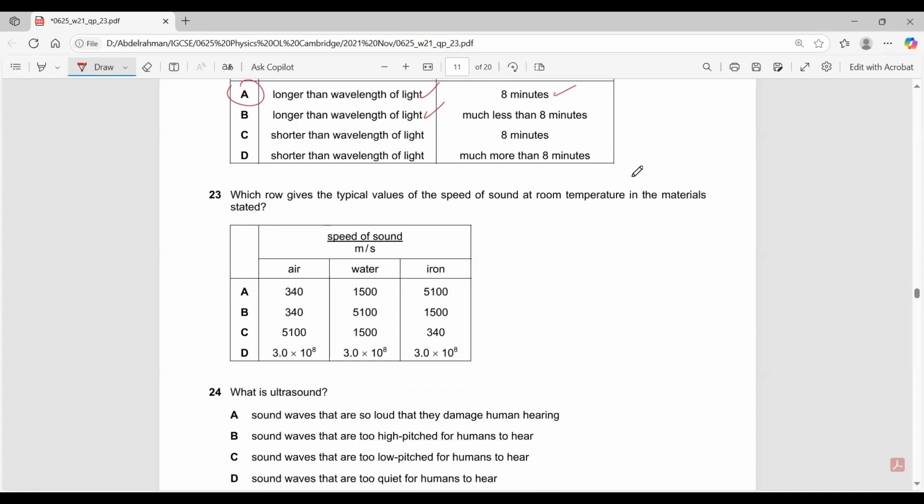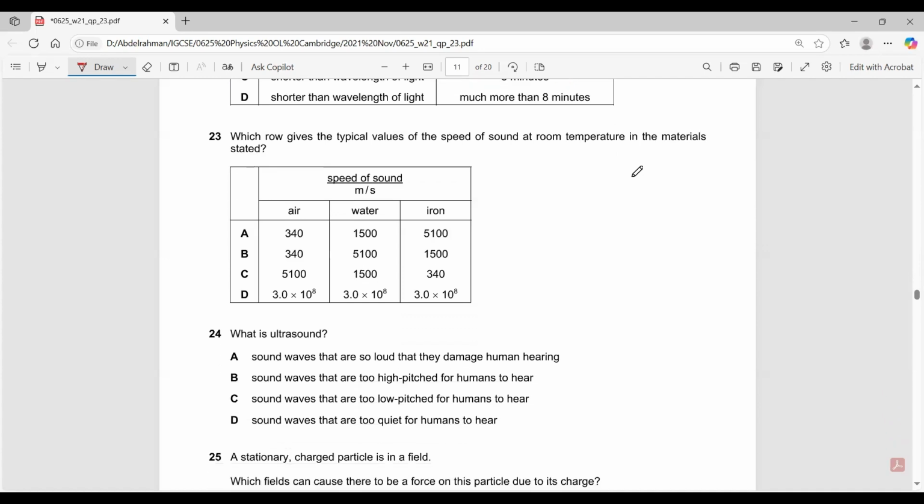Which row gives the typical values of speed of sound in air, water, and iron? D is definitely wrong. In air, it is 340. Yes, in water, 1500. In iron, 5000. Yes, so it is A.